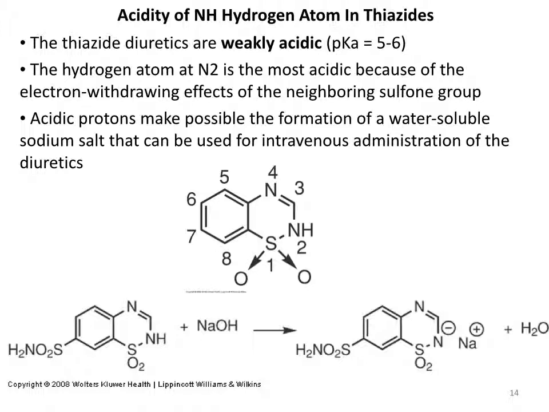The electron withdrawing nature of the oxygen atoms on the sulfone group makes it so that this hydrogen actually has a pKa of 5 to 6, which is maybe a little bit higher than a carboxylic acid. That's fairly acidic for a nitrogen on a ring system. Because of that, we can treat this with a little bit of base and get a sodium salt, which I mentioned is more soluble. Once you make a salt of that, it increases the water solubility a great deal.